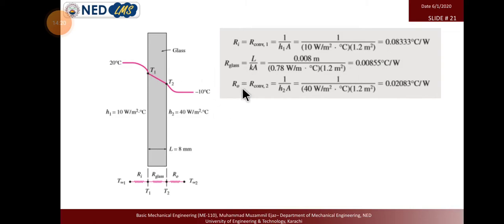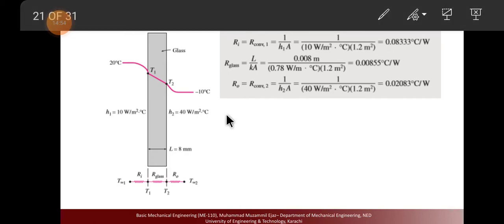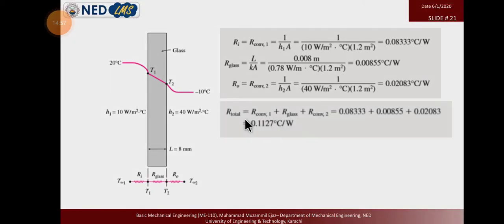We get the value of the resistance of the glass. Then again we get the resistance value of outdoor. This is the convection formula, 1 over H2A. H2 is 40, area again 1.2. We get the value of this. If we add all these resistance values, we get the overall resistance for heat transfer from inside to outside. So we just add all the resistances. Our total will be this plus this plus this, 0.1127 degree centigrade per watt.